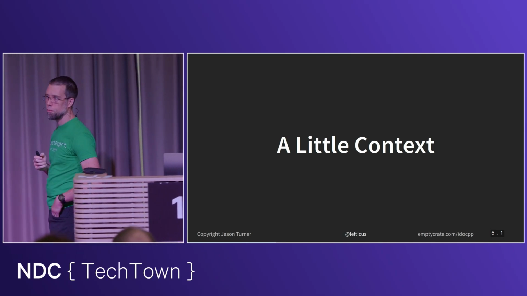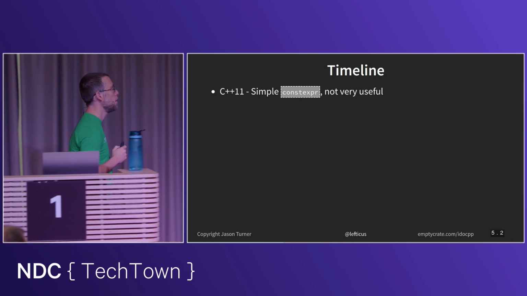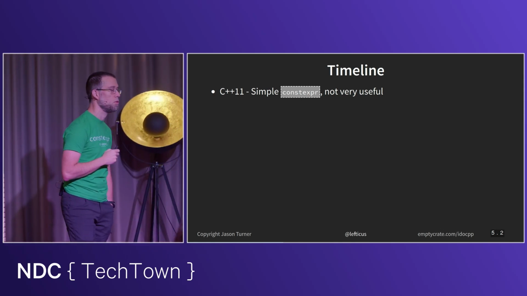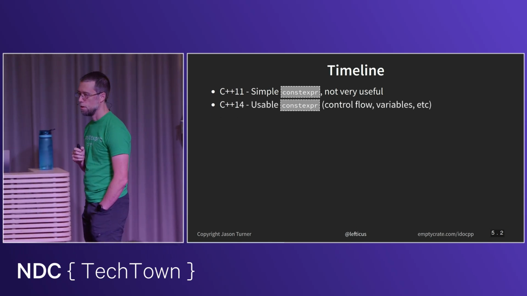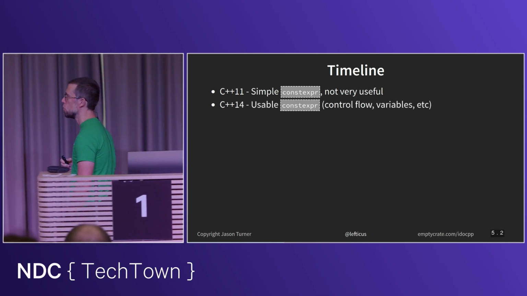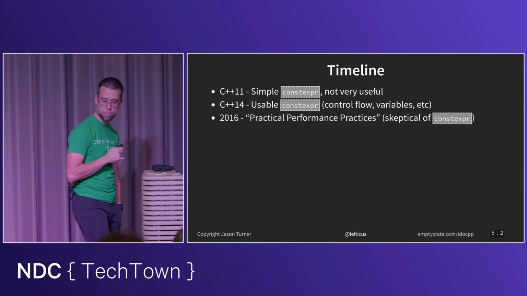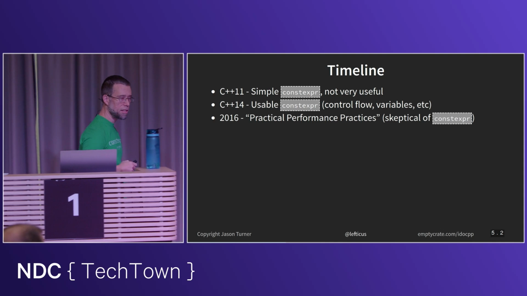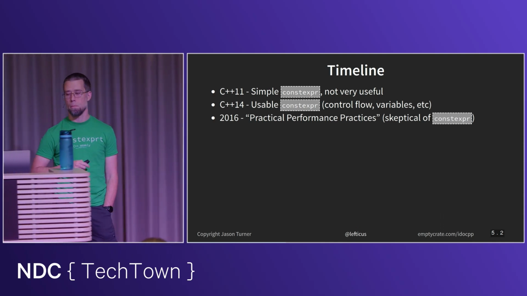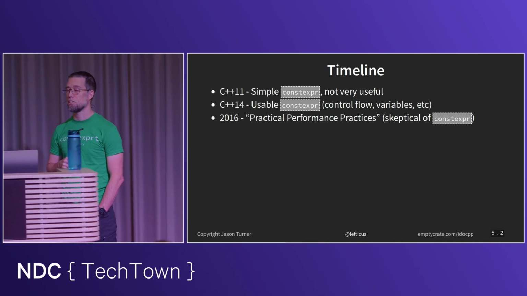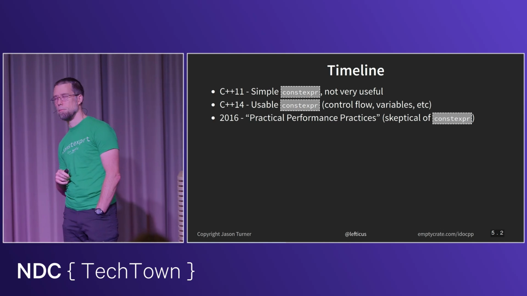All right, a little bit of context for how I got here today. C++11, simple constexpr usage, not very useful. C++14, we actually got control flow, variables, and some usable constexpr. I would say it starts to become usable. In 2016, I gave a talk called Practical Performance Practices at C++Now. And in that talk, it's kind of funny, because I'm like, yeah, I don't trust constexpr. Made my code worse somehow.